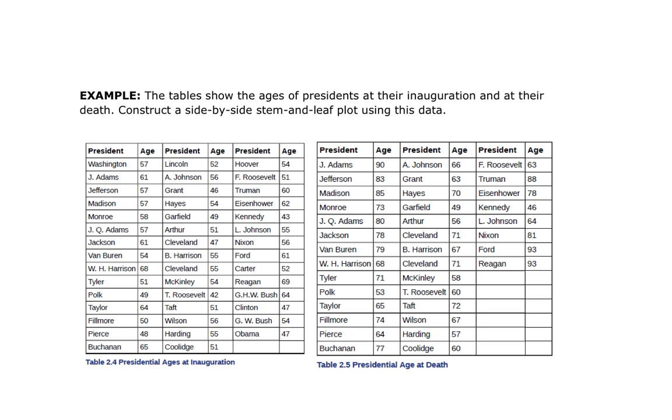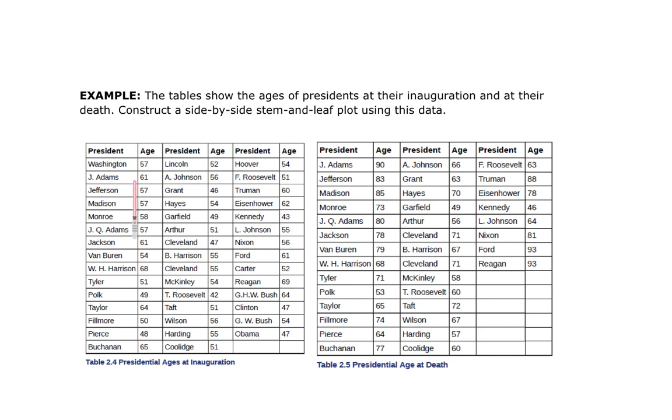So here's the example in the book, and it says these are the ages at which they became president, and let me see, I think this is a side-by-side. So we have the age at which they became president. I wonder if we've got the age at which they died. Oh yeah, here they are, right next to it. Here's the age at which they became president, and here's the age at which they died.